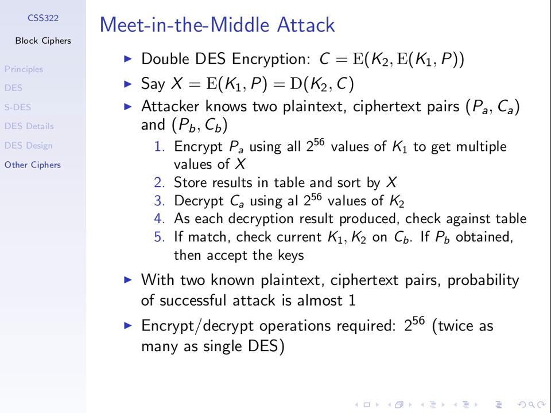So the attacker knows two plaintext-ciphertext pairs in this case: PA, CA, PB, CB. The attacker takes the first known plaintext, PA, and does a brute force attack using single DES. That is, they encrypt with all possible values of K1 to get multiple values of x.